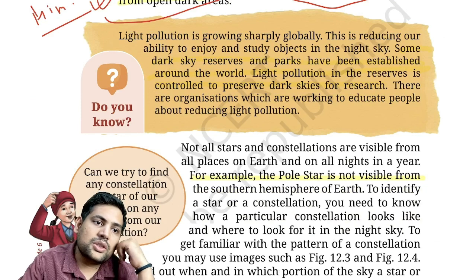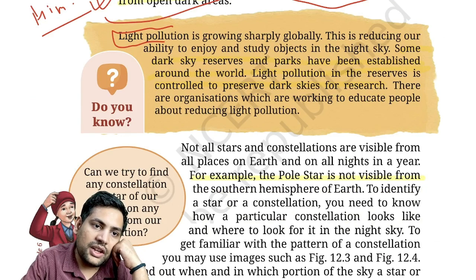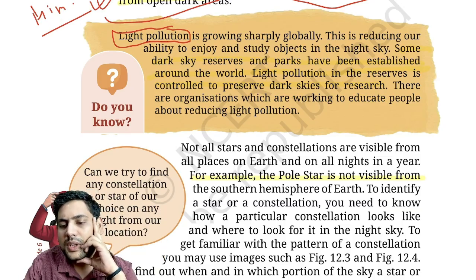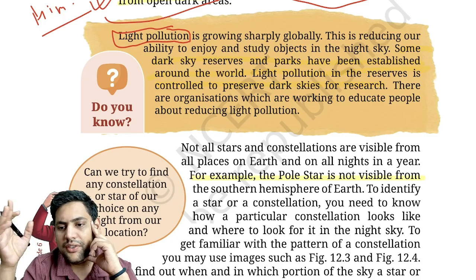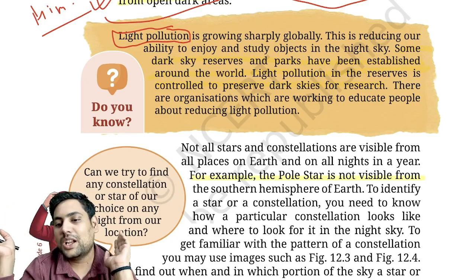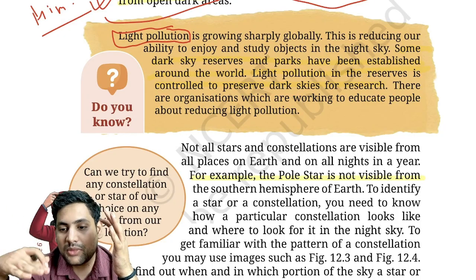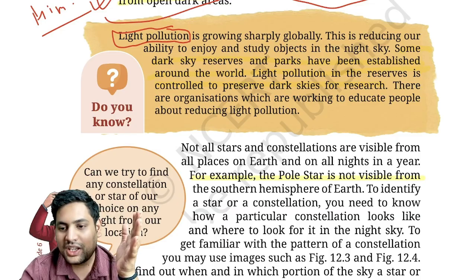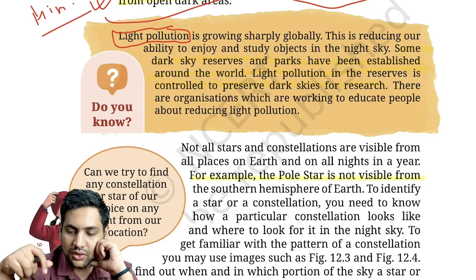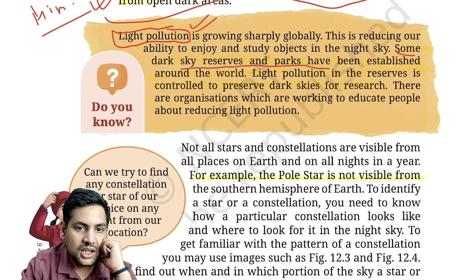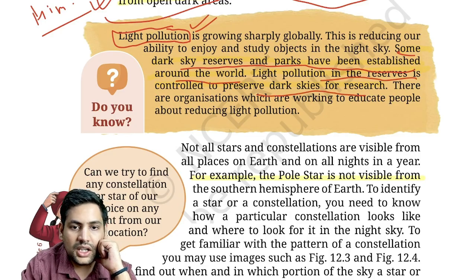Now see, light pollution has grown so much that something which was available for free, everybody could see. There was no monopoly, na? Correct? Almost all the places in the world were clean enough. They didn't have any light pollution. So everybody could see the same star patterns. That's why so much poetry was written, that the same sky can be seen by another person also. That's why so many things were written. But the issue of light pollution is now so stark that some dark sky reserves and parks have been established around the world. Light pollution in the reserve is controlled to preserve dark skies for research.